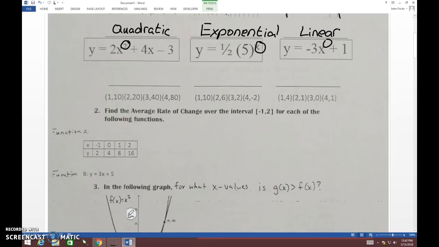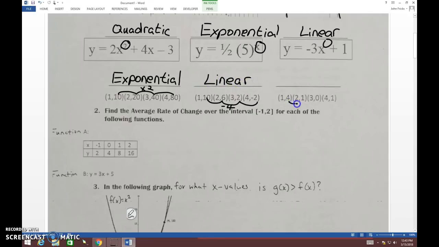Next, we have points, which we could also relate as tables. So pay attention to the y values, and whatever the y values do will tell you what the answer is. So here we've got 10, 20, 40, 80. So here I'm multiplying by 2 each time, and anytime I multiply by 2, that is exponential. Next, we have 10, 6, 2, negative 2. So here we're subtracting by 4. So when we add or subtract a number, that is linear.